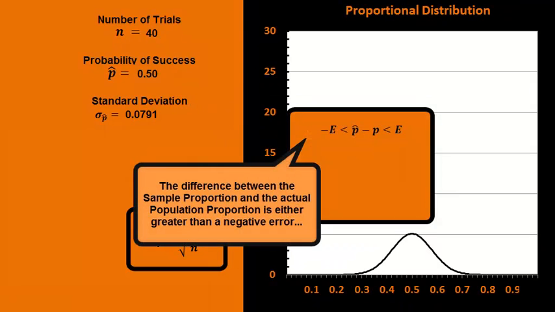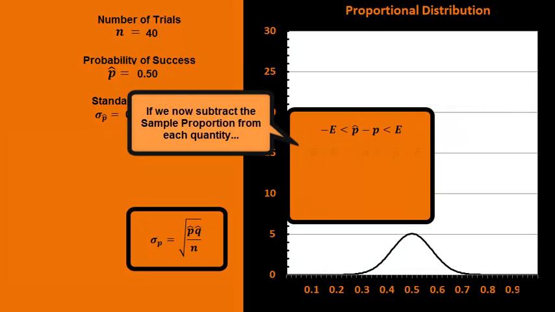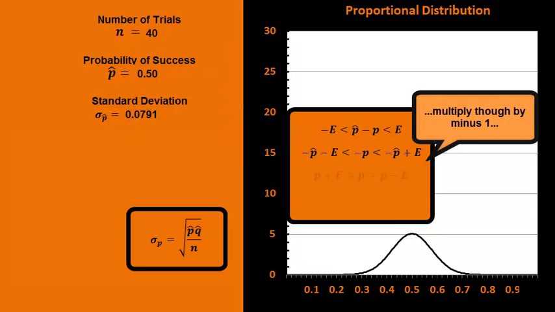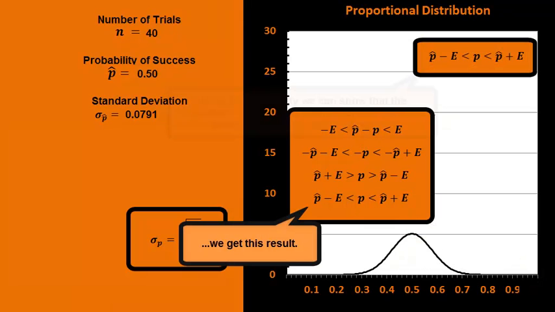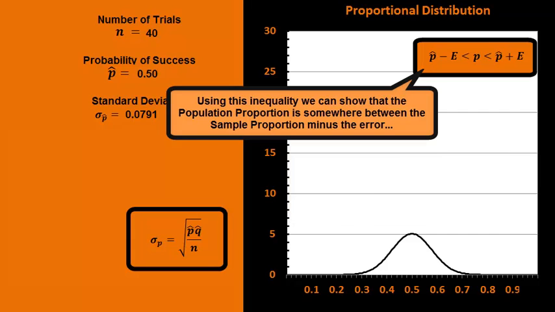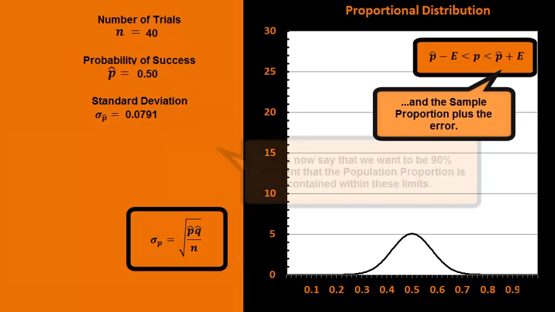The difference between the sample proportion and the actual population proportion is either greater than a negative error or less than a positive error. If we now subtract the sample proportion from each quantity, multiply through by -1, and rearrange so the smaller quantity is on the left, we get this result. Using this inequality, we can show that the population proportion is somewhere between the sample proportion minus the error and the sample proportion plus the error.